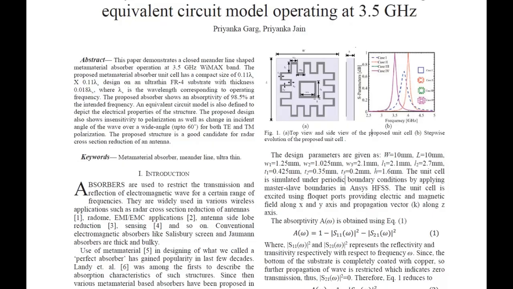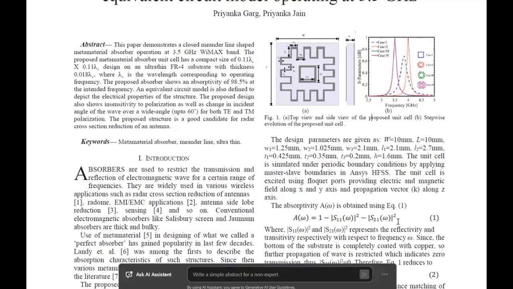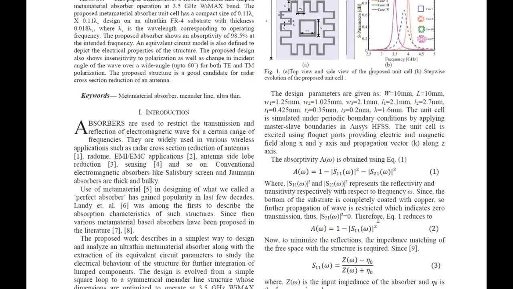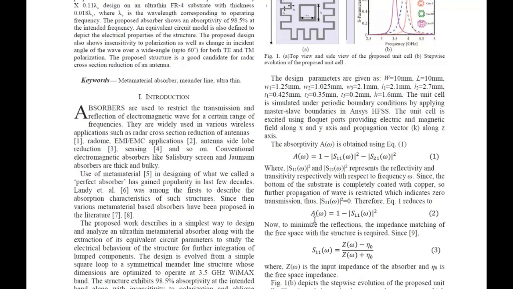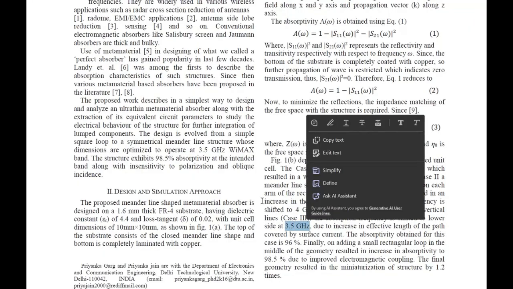This geometry is designed on FR4 substrate and having a thickness of 1.6 mm, and it's a metamaterial absorber, so they use the formula A(omega) equal to 1 minus mod of S11 square minus mod of S21 square. And because the value of S21 is 0 in case of absorber, the A(omega) can be directly written as 1 minus mod of S11(omega) square. And this absorber is resonant at 3.5 gigahertz.